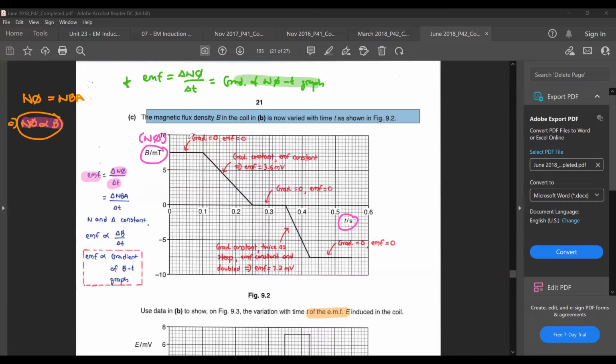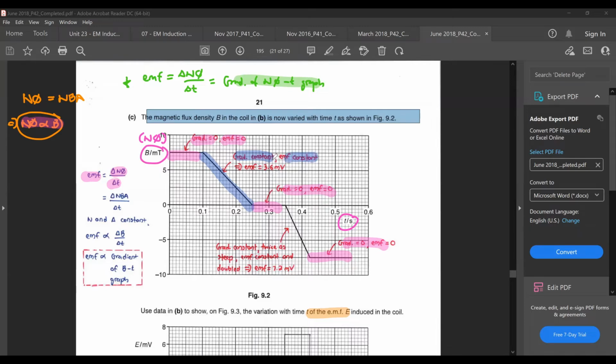Okay, so there are some things that you can see from here. This one here, gradient 0, EMF 0. Gradient 0, EMF 0. Then the next one will be this one here. Okay, this one is gradient constant. That would mean that your EMF is constant.